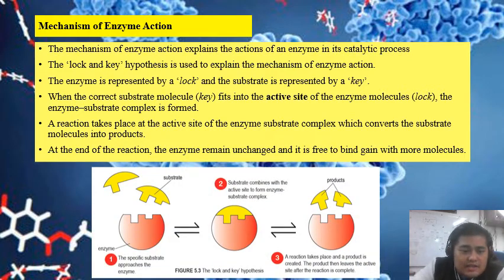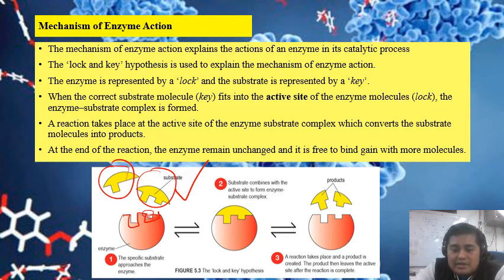So, contohnya saya ada struktur yang ni dengan yang ni. So, yang boleh masuk dalam tapak ni adalah struktur yang ini saja. Yang ni tak boleh masuk sebab active site dia tak penuh. So, daripada situ dia akan membentuk enzim substrate kompleks dan terhasillah dua produk.